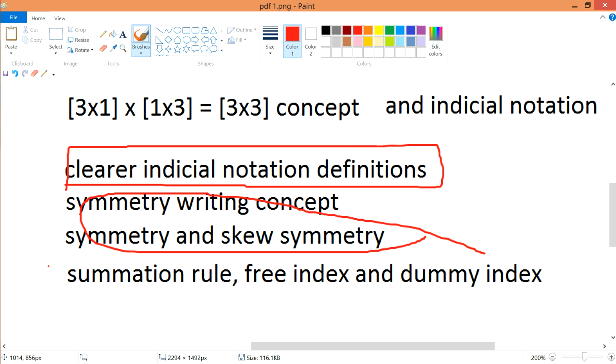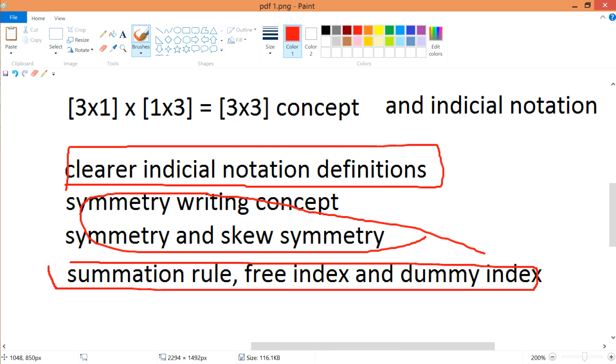In fact, in this video we also talk about free index and dummy index. Because in terms of how things go, I believe that this is better, and therefore next video we'll talk about this, and I'll see you there.